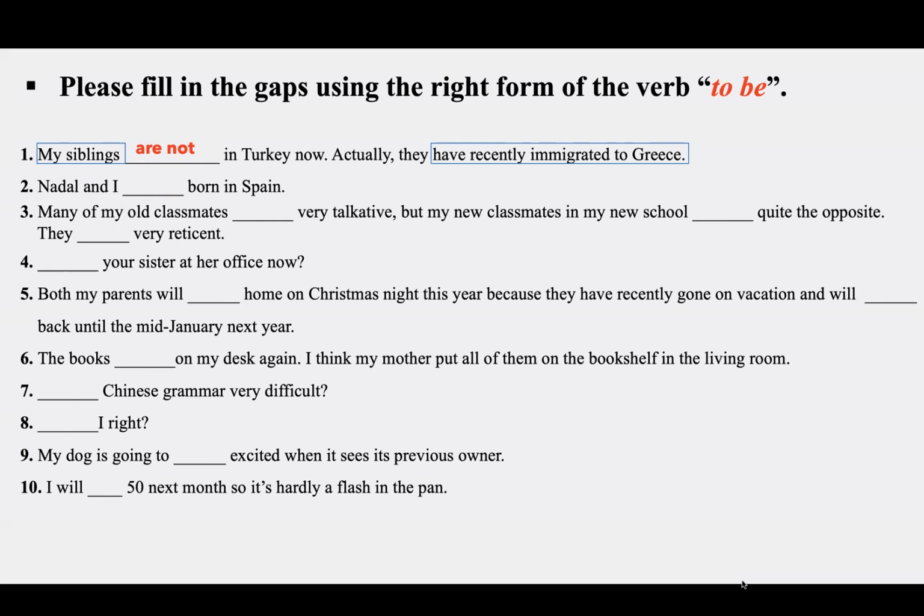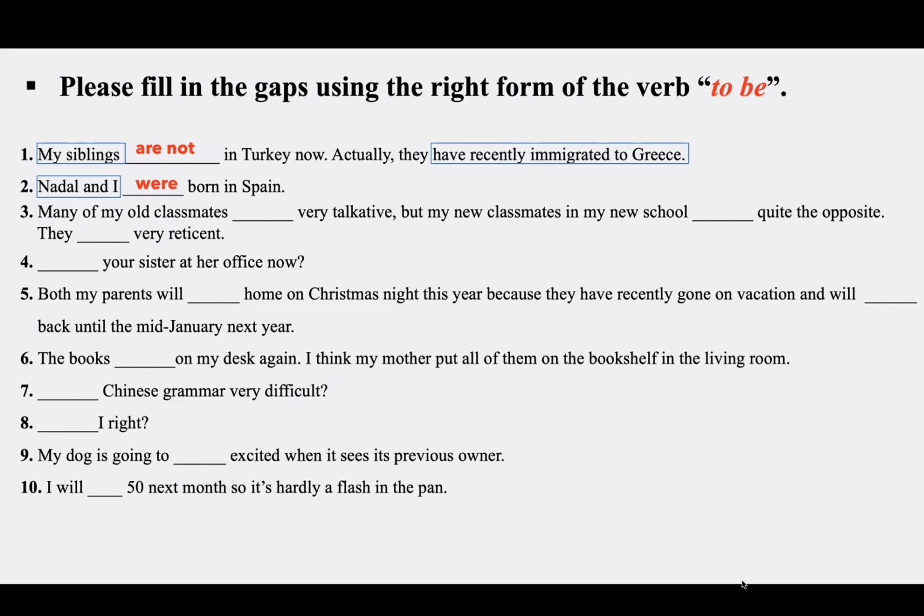Nadal and I. So what is the subject here? Nadal and I. So it means we. Born in Spain. If you are talking about where you were born, you need to use the past form of to be. So here the subject is we. That's why you should say were born in Spain. So the verb born requires passive form and requires the past tense usage.